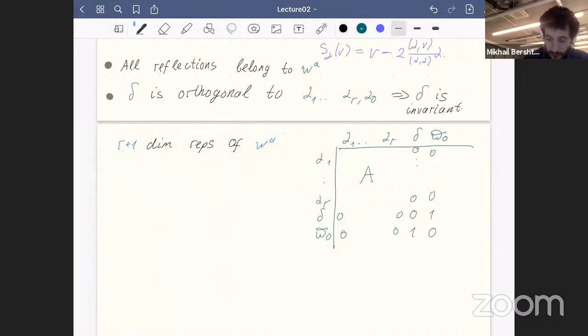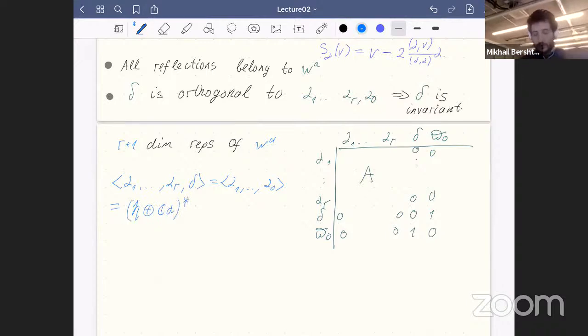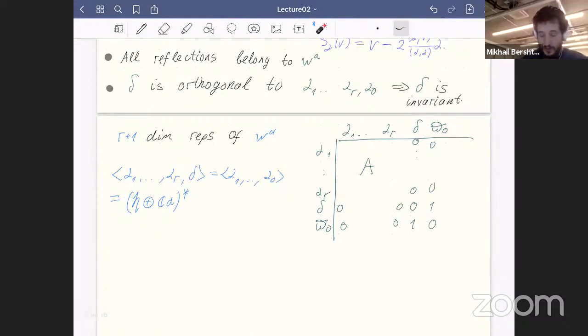So one way is to take the space generated by alpha 1, alpha r, and also delta. And this is the same as taking the space generated by alpha 1, up to alpha 0. And this is quite natural. So we have roots, so why take anything else? Why take only this pi 0? You can think that this space is dual to the space which generates H and C d dual. So if we ignore K, which is a central element, and take linear functions on the remaining part, we will have this. And this r-dimensional space is invariant, because if we take a reflection of a root, it will be expressed through other roots. So this is more or less obvious.